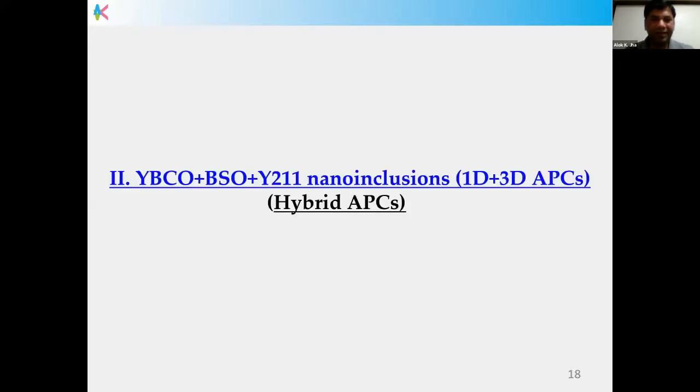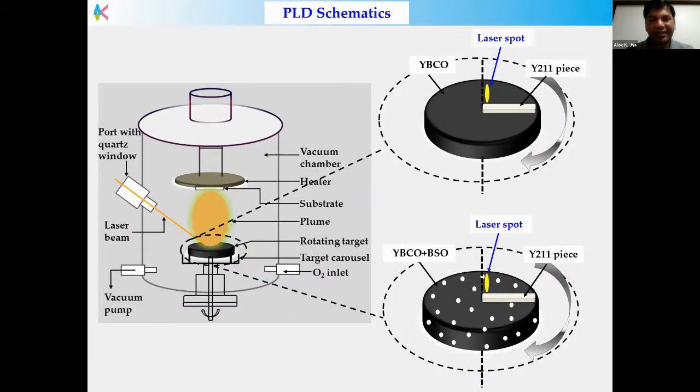So this was about only nanoparticle introduction into the thin film. So in this part, I will talk about the introduction of hybrid artificial pinning centers, meaning 1D plus 3D. If you remember, 1D was some kind of columnar structure along the C-axis, and 3D APCs are the nanoparticles. So in this case, we have slightly changed our experimental plan.